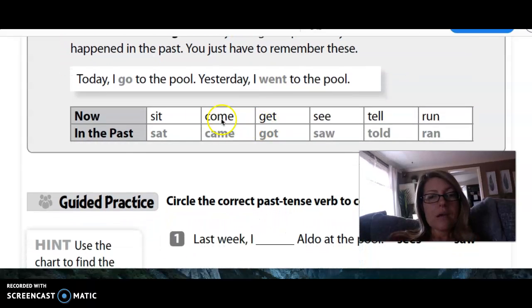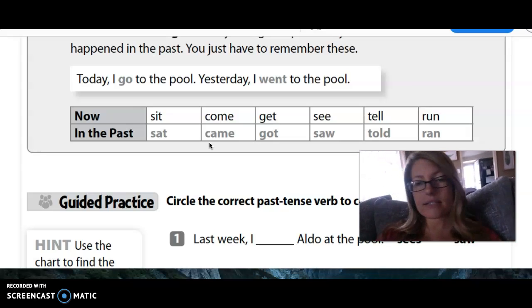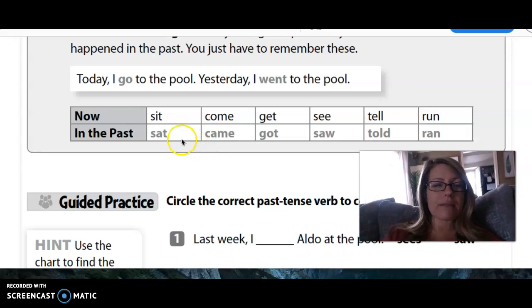So instead of adding ed to the end of go to make goed, I just changed the verb completely to went. I want to show you some verbs that do not follow the rules. These are irregular verbs that don't get ed added to the end, even though they already happened in the past. If I want to show that something is happening right now, I would say I am sitting or sit. If I want to show I already did it, I would say I sat yesterday.